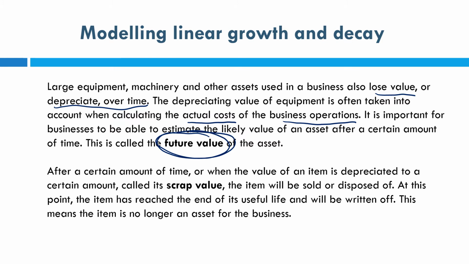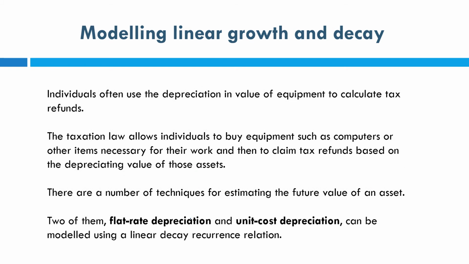So after a certain amount of time, or when the value of an item is depreciated to a certain amount, it is called its scrap value, where the item will either be sold straight away or disposed of, thrown out. At this point, the item has reached the end of its useful life and will be written off. This means the item is no longer an asset for the business. So it's very important to understand what they mean.